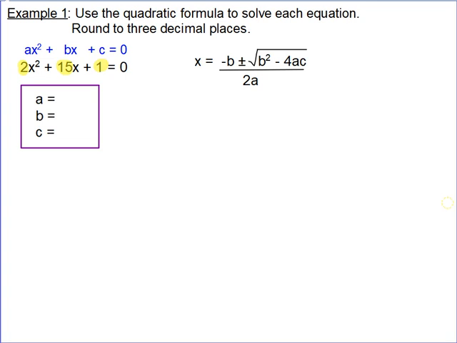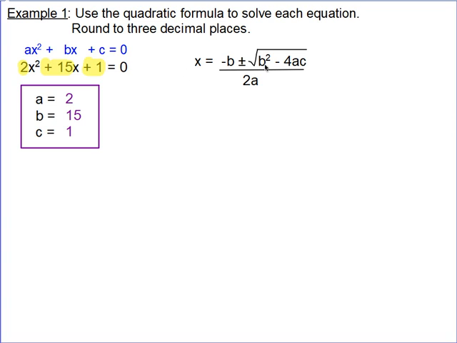Now, I highlighted just the number. Really what I should have highlighted is also the sign with that number. This will be a positive 15. This will be a positive 1. So when we go ahead and fill these in, I like to write them on the side. I extrapolate the information from the quadratic. And I know, all right, A equals 2. All right, B equals 15. All right, C equals 1.